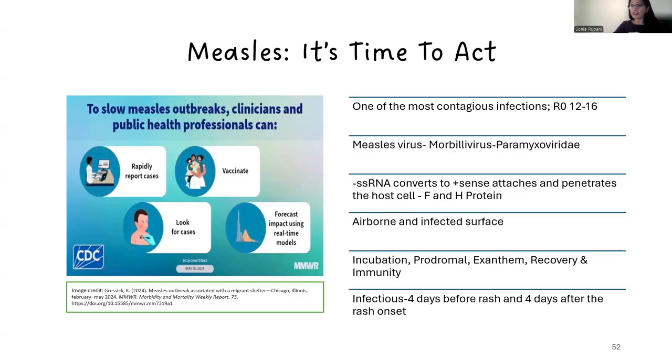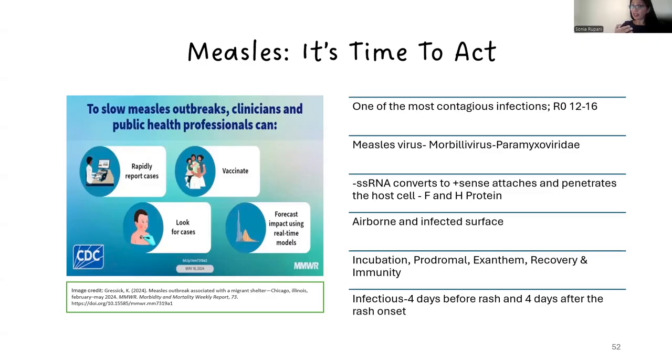It is a negative-sense RNA virus that has special proteins, the H protein and F protein, that help it bind to the host cells and then cause the infection. The infection is transmitted from one person to another. It's airborne and spread through infected surfaces, and the virus can stay alive for up to 2 hours. The four stages are incubation period, prodromal, exanthem, and recovery, followed by immunity.